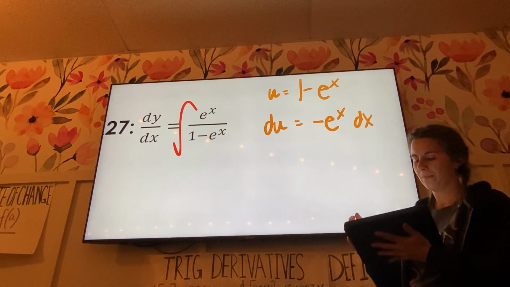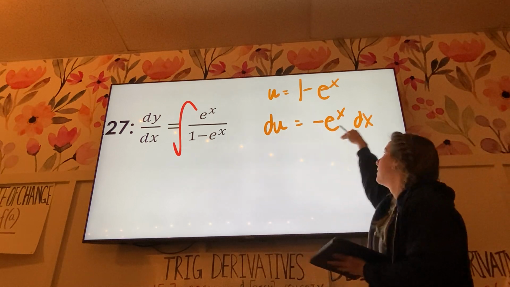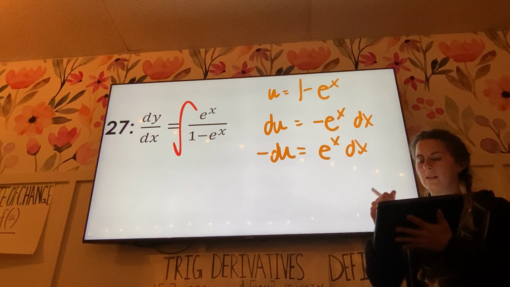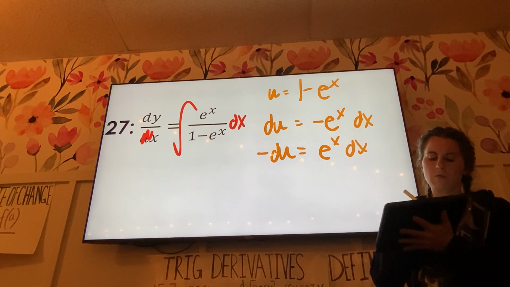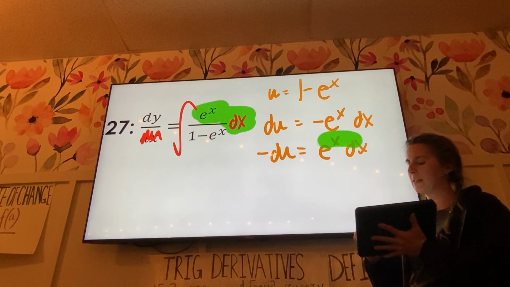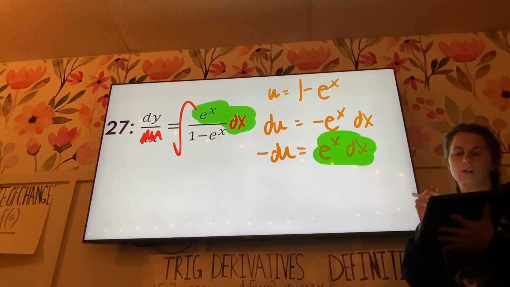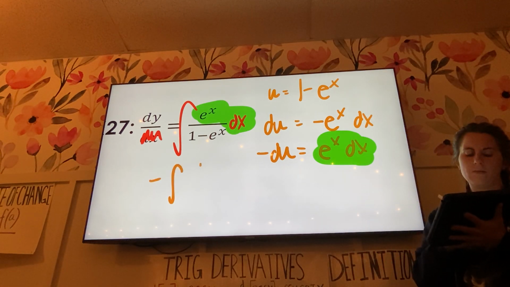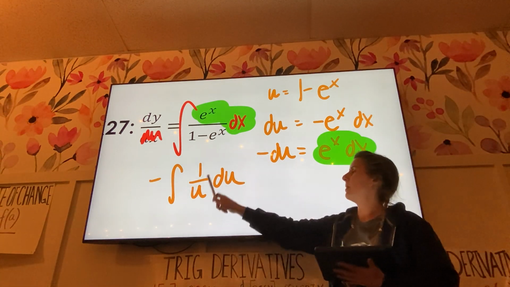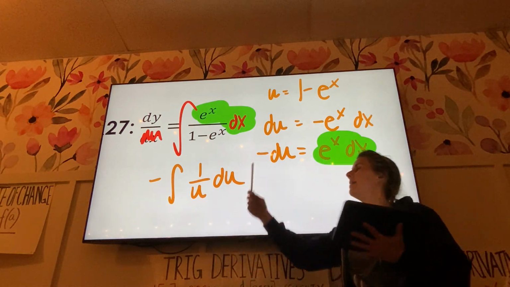All right, now, what from this du do I not want from over there? The -1. So I'm going to move the negative over there, and I get e to the x dx. Forgot to put my dx right here. So remember with your u sub, all of this is going to just become negative du. So you get negative 1 over u du. So the 1 minus e to the x becomes u. Everything in green just becomes du with the negative in the front. And then you can integrate.